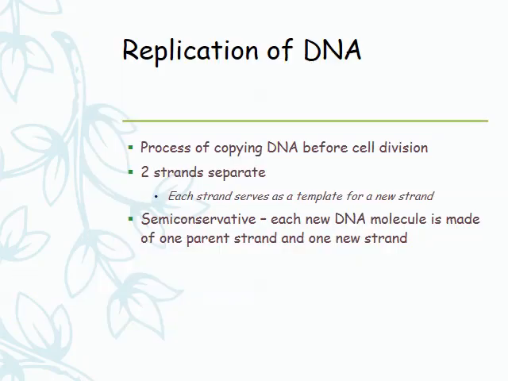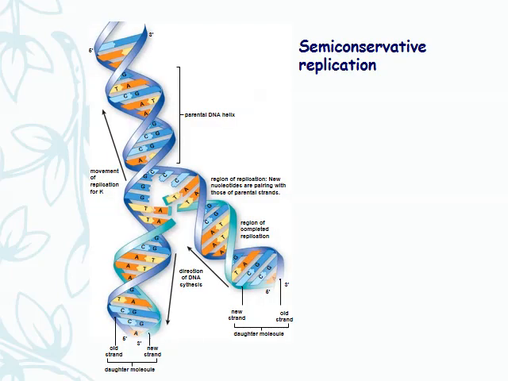Before mitosis can begin, remember that DNA must be replicated. DNA replication is the process of copying DNA before cell division occurs. In order for this process to be accomplished, the 2 strands need to separate. Each of the original strands serves as a template for the new strand. DNA replication is semi-conservative. Each new DNA molecule is made of 1 parent strand and 1 new strand. This diagram shows how the DNA molecule unzips and the 2 new strands start to form.